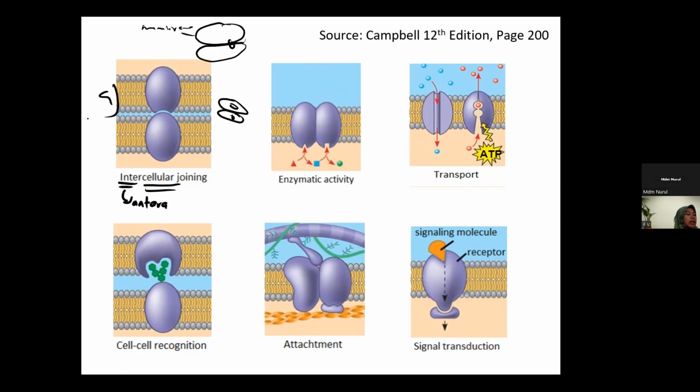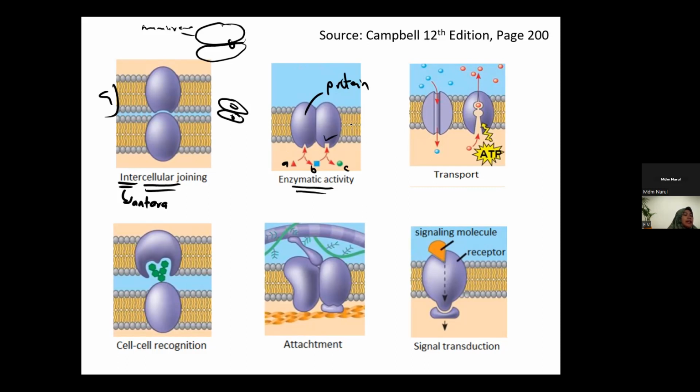Okay, gambar yang kedua, enzymatic activity. So you can see here, this is protein. Protein can help to convert one substance into another product. Contoh, you can see from A, protein can help it to change into B. And B can change into C by using another protein. So this is enzymatic activity. Macam mana protein terlibat dalam tindak balas enzyme.